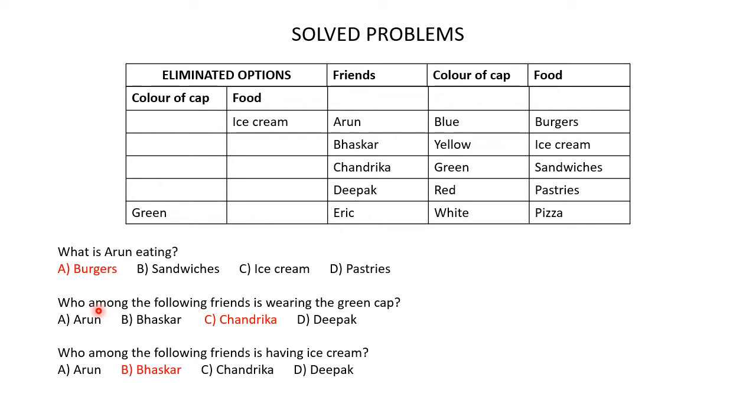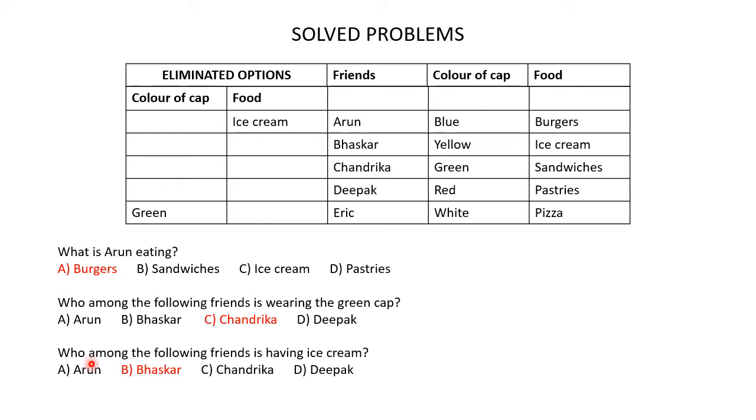Who among the following friends is wearing the green cap? You're given four options here and you have to find out which of these options is the correct one. So we are asked to find who is wearing the green cap. So you can see here that Chandrika is wearing the green cap. The correct answer is option C, Chandrika.